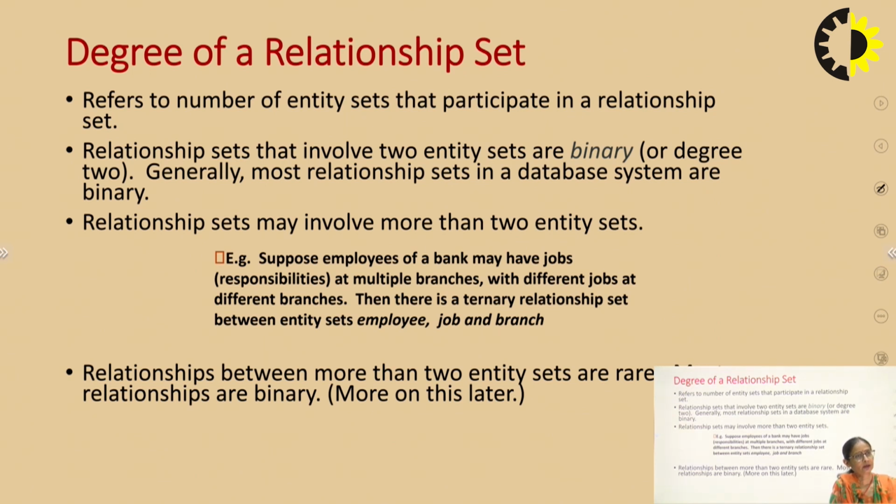Degree of a relationship set refers to the number of entity sets that participate in a relationship set. A relationship set that involves 2 entities is termed binary or degree 2. Generally, most relationship sets in database systems are binary. Sometimes they may involve more than 2 entity sets. For example, an employee of a bank may have jobs or responsibilities at multiple branches, with different jobs at different branches. Then there is a ternary relationship set between entity sets employee, job, and branch. Relationships between more than 2 entity sets are rare. Mostly it is binary.